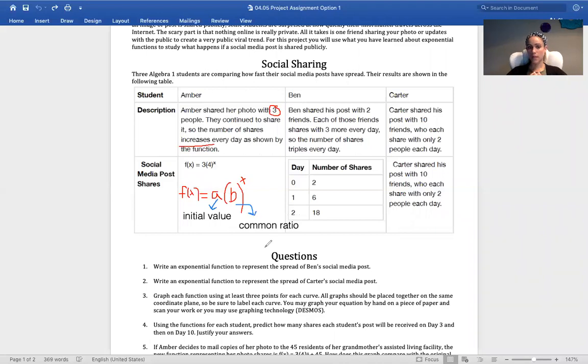Now that we have that information, if we compare it to Amber's equation, we see that it matches, because this first number 3 here was how many people Amber initially shared it with, 3 people. Therefore, 4 must be the number of shares that it increases by each day, which means it quadruples every single day. All right, this is the format of the equation that you need to write for both Ben and Carter in order to successfully answer question 1 and 2.